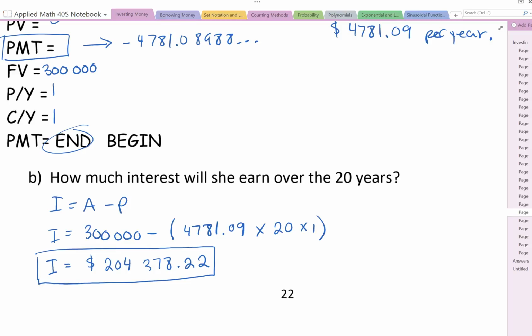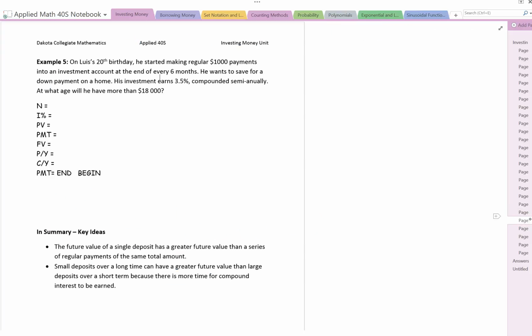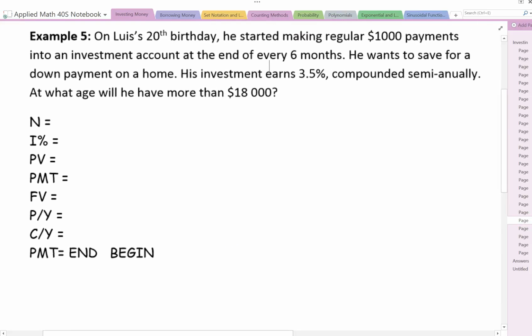Okay, last example for today's lesson is example 5. It says, on Luis's 20th birthday, he started making regular $1,000 payments into an investment account at the end of every 6 months. He wants to save for a down payment on a home. His investment earns 3.5% compounded semi-annually. At what age will he have more than $18,000? All right, so we're solving for time.